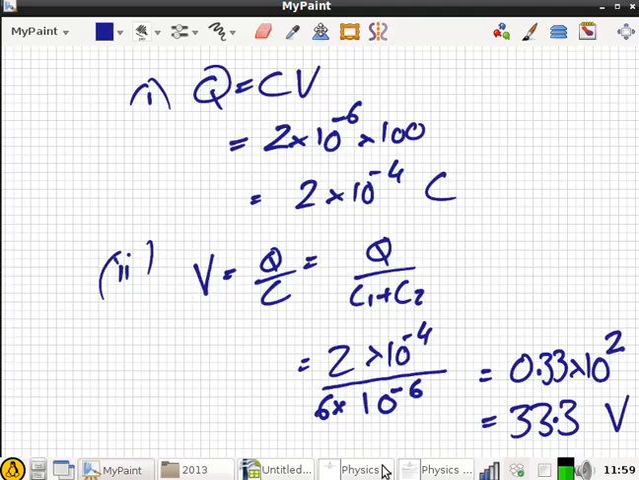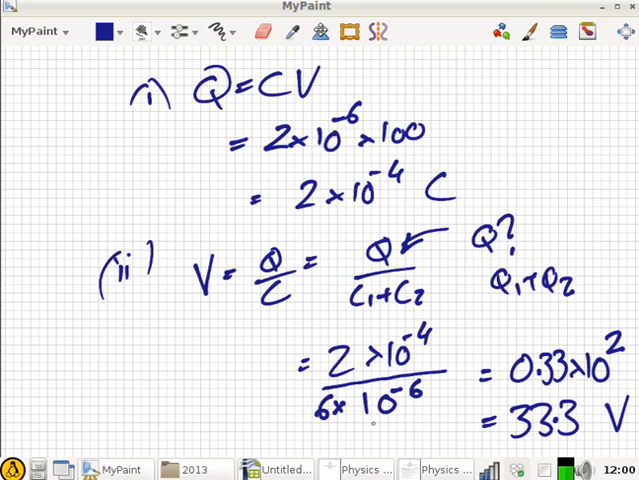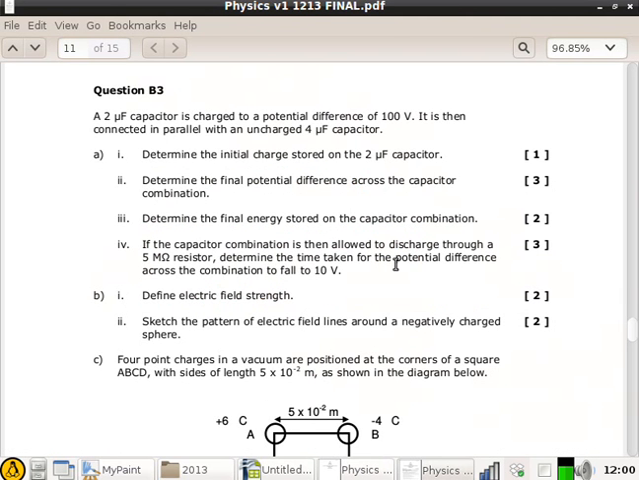Now, this is important. You might say here, why is it Q and not Q1 plus Q2 as well? Well, I want to show you that in the question. Look up, everyone. It says the 2 is charged and then the 4 is uncharged. So there's only charge in the first one. So the charge in the second one is 0.